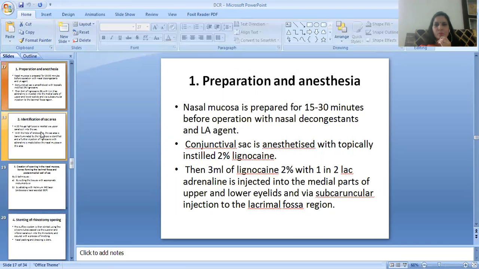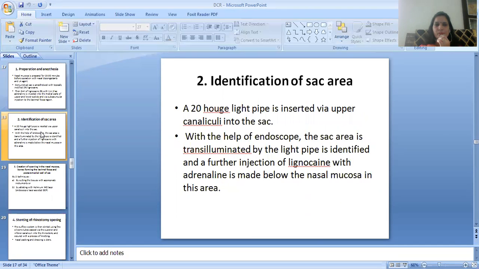Nasal mucosa is prepared for 15 to 30 minutes before operation with nasal decongestants and analgesic agent. Conjunctival sac is anesthetized with topically instilled 2% lignocaine. Then 3 ml of lignocaine 2% with 1 in 2 lakh adrenaline is injected into the medial parts of upper and lower eyelids and via subcaruncular injection to the lacrimal fossa region. Second step is the identification of sac area.